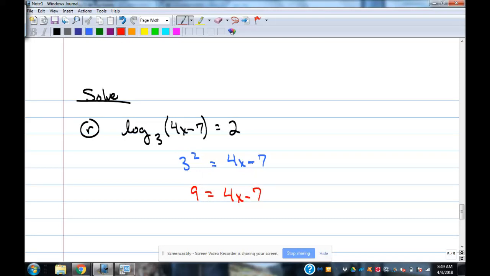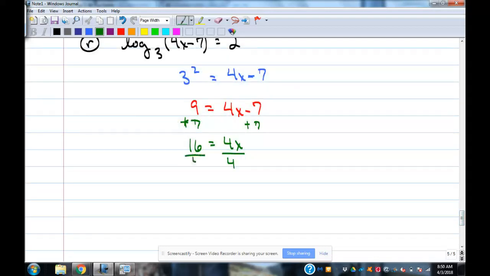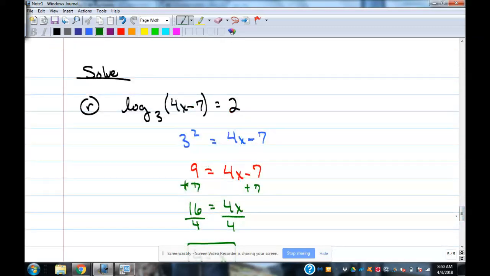And then, hey, that's an equation that I can do, right? Okay, so we'll just get x by itself now. Plug that in. Get 7, move it over there. 9 plus 7 is 16. 4x equals 16, divide by 4, and x equals 4. Now, we need to check that in the original problem because we need to make sure that 4 doesn't get us a negative inside of the log. So if I plug that in, 4 times 4 is 16. 16 minus 7 is 9. That's a positive number, so that's okay. And log base 3 of 9 is 2.